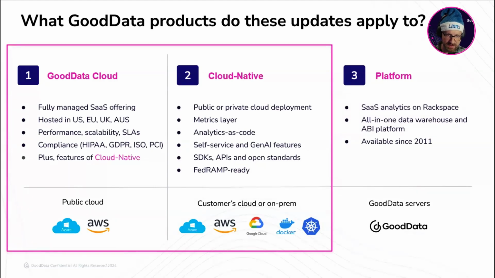And then we have Good Data Cloud and Good Data Cloud Native. These are the more modern versions of Good Data, one that is a SaaS offering running on the cloud, and the other that is a kind of an on-prem piece of software you can run on any data center on Kubernetes. The new features we're talking about today apply to Good Data Cloud and Good Data Cloud Native.